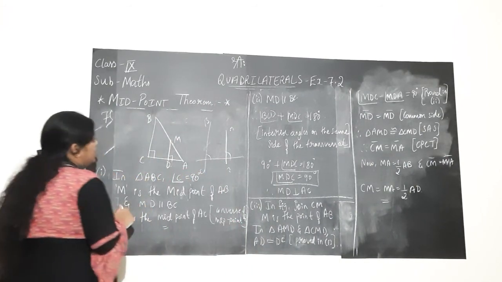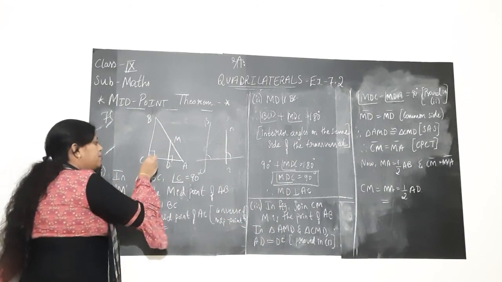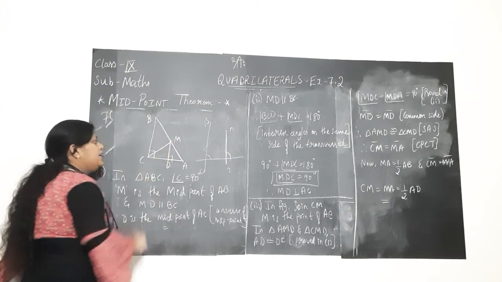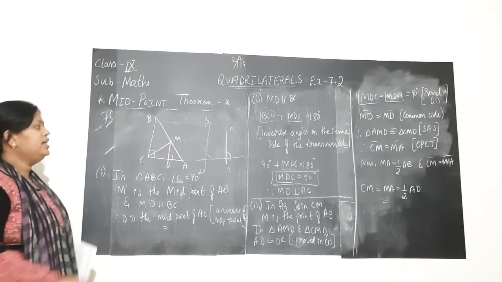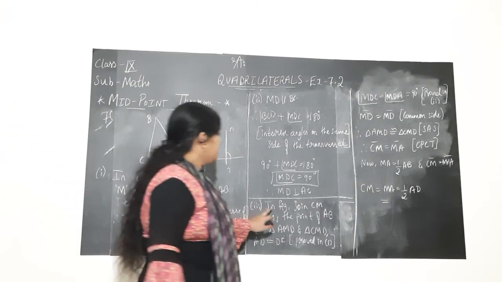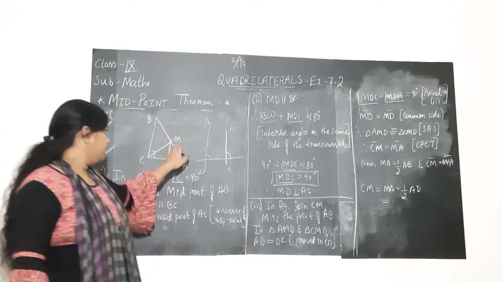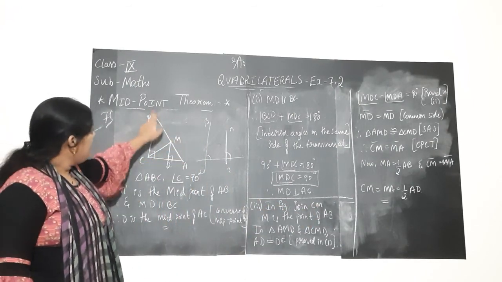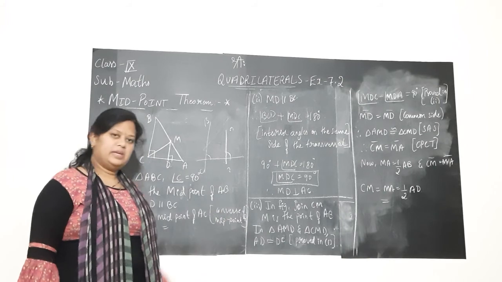CM ಇದೆಯಲ್ಲ, so to prove CM, let us join CM. Let us join CM, children. So in the figure, join CM, and we know that M is the midpoint of AB.